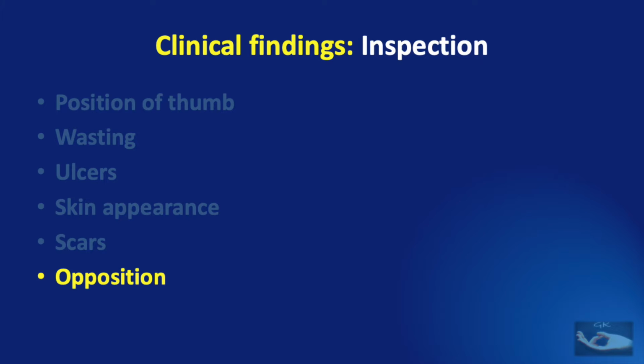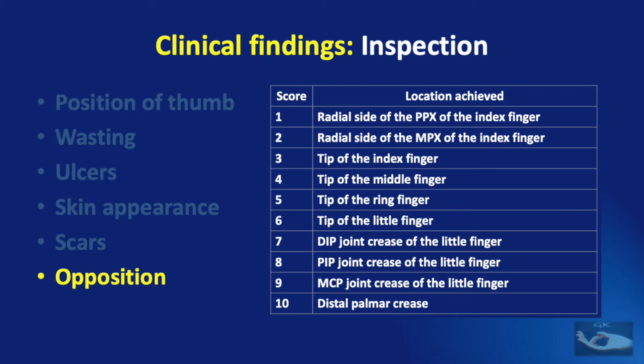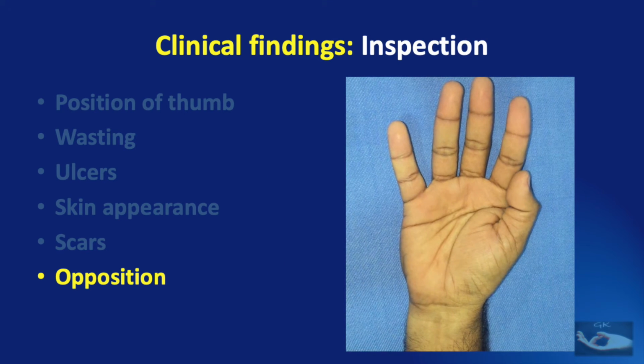During inspection, the patient is asked to oppose his thumb to the fingers to the maximum and it can be graded according to the Kapandji grading system. This grading is from a score of 1 to 10. When the patient is able to touch the radial side of the proximal phalangeal region of the index finger only, it is known as grade 1.